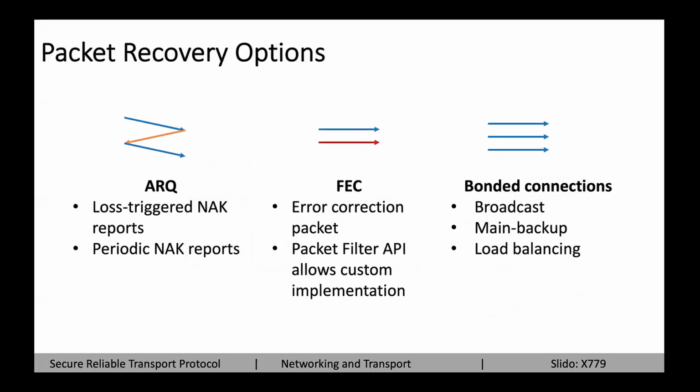Besides ARQ that I just described, SRT offers other possible packet recovery options like forward error correction and bonded SRT connections. In case of forward error correction, SRT provides an extension and certain packet formats to apply any custom forward error correction algorithm. In case of connection bonding, several SRT connections can form a single bonded connection. Thus, a certain type of redundancy can be utilized to increase the chances to deliver packets, or at least increase link throughput. 3 bonding modes will be supported in the upcoming version of the SRT library: broadcast, main backup, and load balancing.